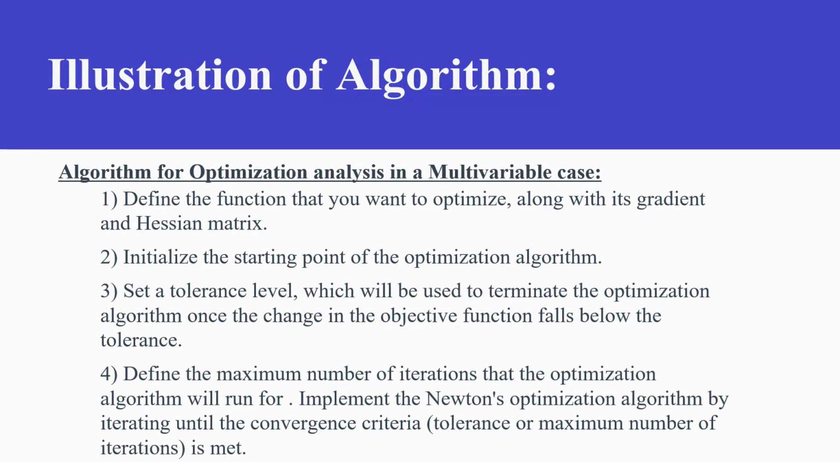In the multivariable case, define the function that you want to optimize along with its gradient and Hessian matrix. Initialize the starting point of the optimization algorithm. Set a tolerance level, which will be used to terminate the optimization algorithm once the change in the optimization function falls below the tolerance. Define the maximum number of iterations that the optimization algorithm will run for. Implement Newton's optimization algorithm by iterating until the convergence criteria, tolerance or maximum number of iterations, is met.